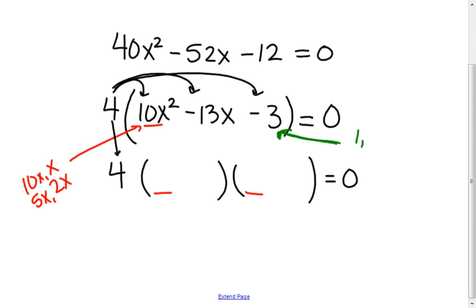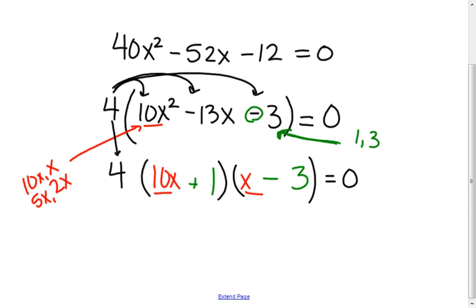The only way you can get 3 is 1 and 3. Okay, so I'm going to actually lock that right there. 1 and 3. It can't be anything else. If it's minus back here, you need to have 1 of each, so 1 plus and 1 minus. All right, and then I am going to try different ones. So I'll first start off trying 10x and x, okay?